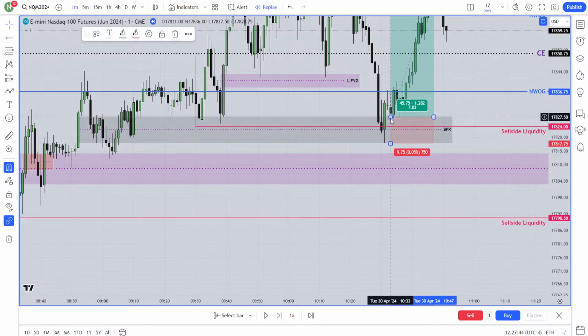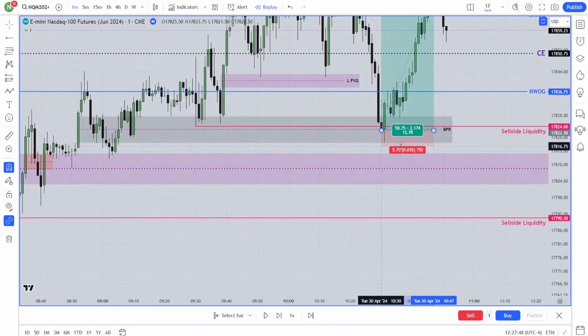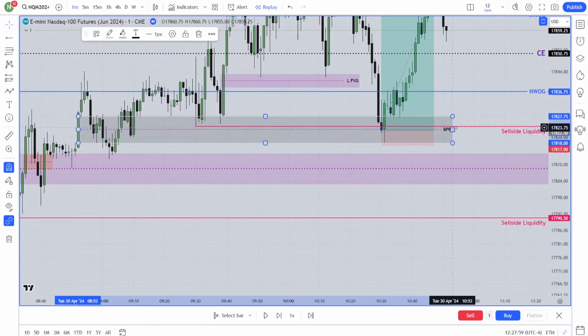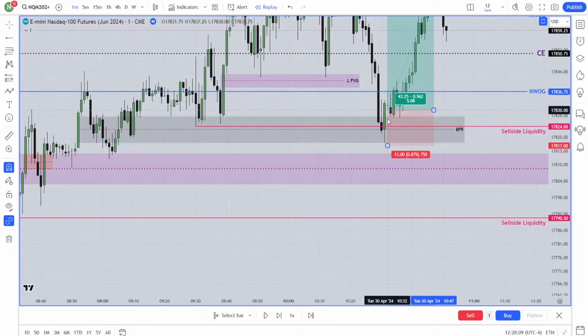I didn't put my entry around that area. Okay, so I will take my entry around that area, I'll put my stop loss. No, I didn't put my entry over there. I'm not going to take my entry over there because I don't know if the market is going to break that BPR or not. Is it going to be balanced by taking the sell side liquidity or not? I didn't know that, so I didn't put my entry over there. Instead of that, I would put my entry over here.